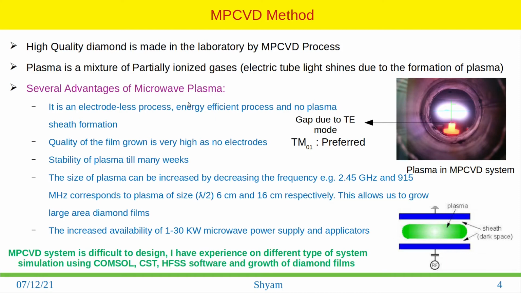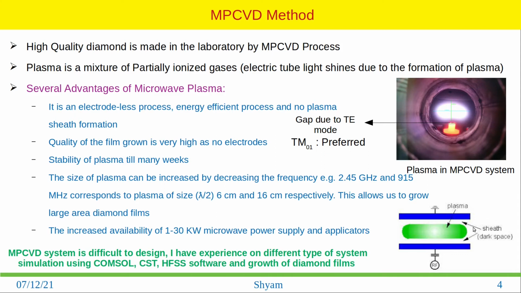So there are several advantages of microwave plasma. Why do people use it? One is that it is an electrode-less process, because we don't have any electrodes in this particular case. If you want to generate a DC plasma, you need two electrodes, positive and negative, at a very high voltage, and inside it the gas is ionized.